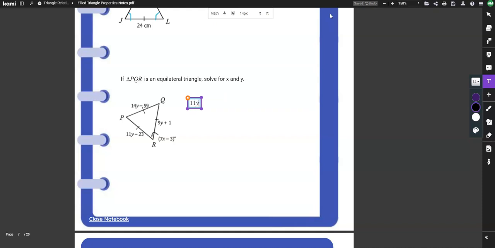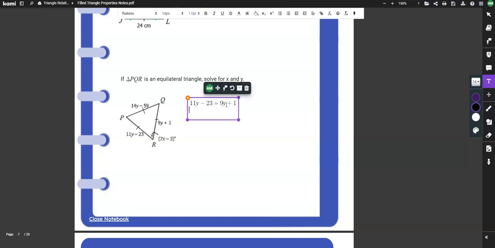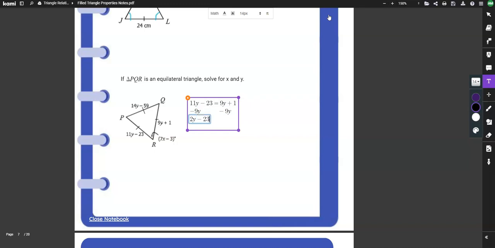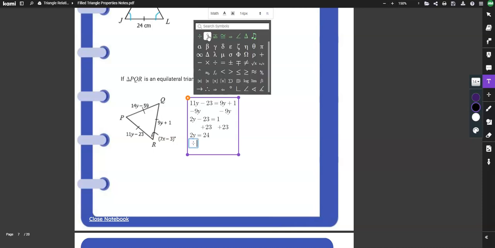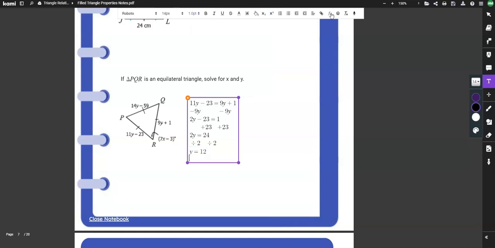So PR is 11y minus 23, and that's going to be equal to 9y plus 1. All right. And then I'm going to subtract 9y from both sides, which will leave me with 2y minus 23 is equal to 1. Then I'm going to add 23 to both sides, and that will leave me with 2y is equal to 24. Divide both sides by 2. Therefore, y is equal to 12.